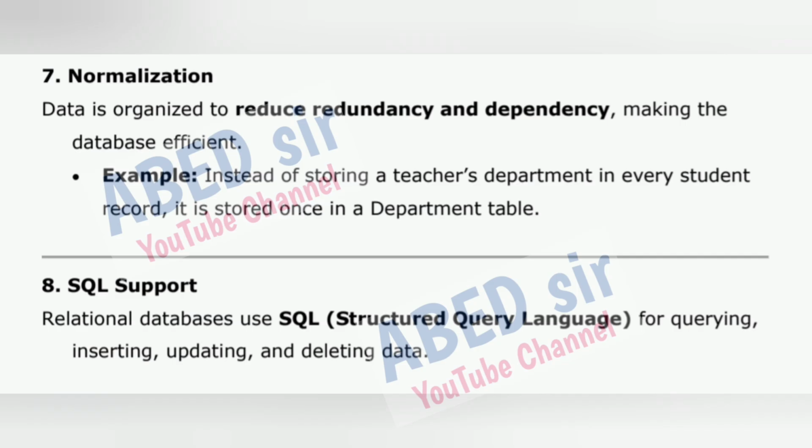7. Normalization. Data is organized to reduce redundancy and dependency, making the database efficient. Example: instead of storing a teacher's department in every student record, it is stored once in a department table.